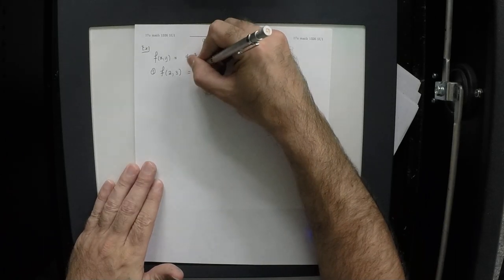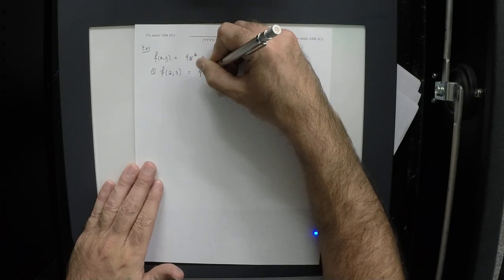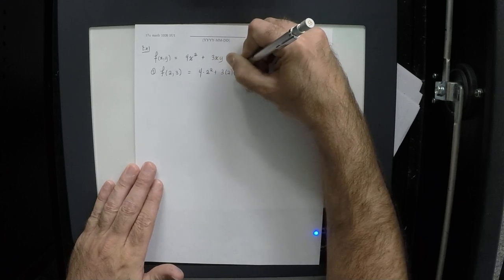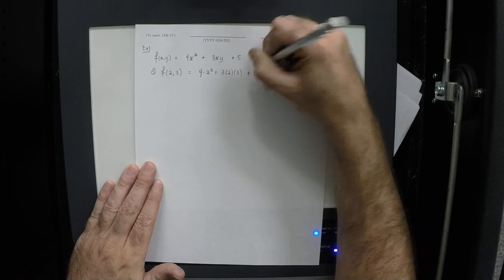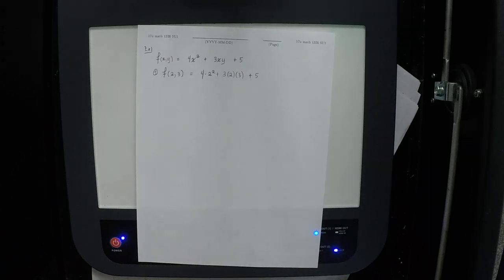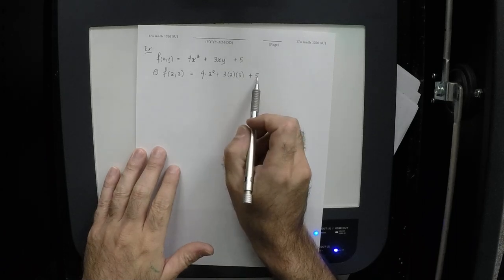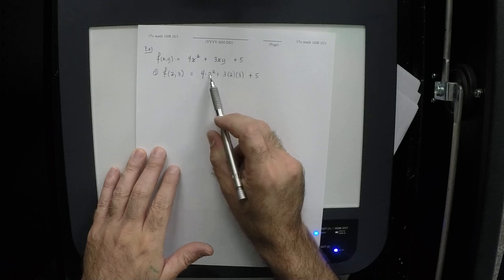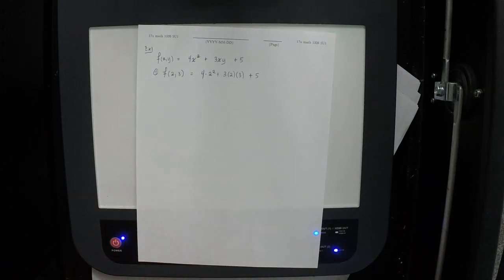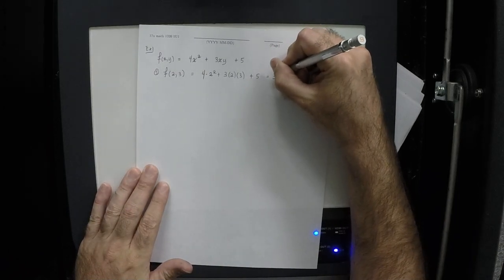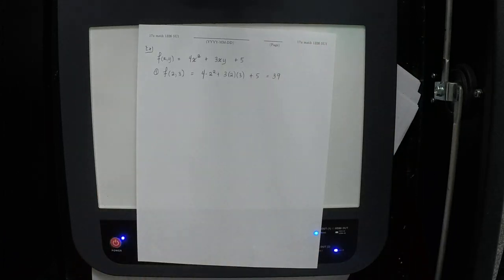Well, that'd be 4 multiplied by 2 squared plus 3 multiplied by 2 multiplied by 3 plus 5. So is there any question about plugging stuff in? Okay, then the arithmetic is what? 3 times 3 is 9 times 2 is 18, 23 plus, so I can't do that, 23 plus 16, 39. 39. So let's try and think about what this means.